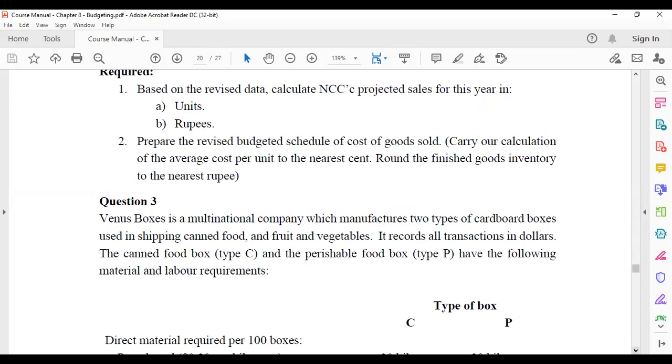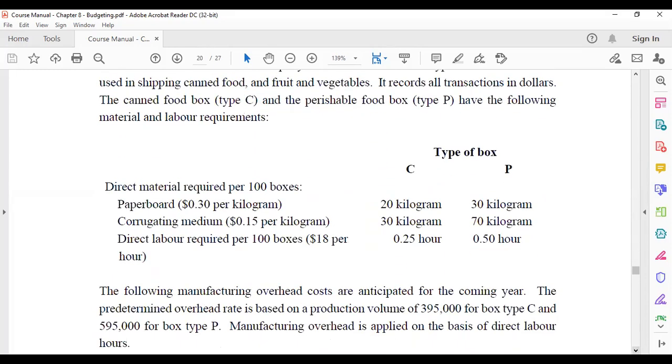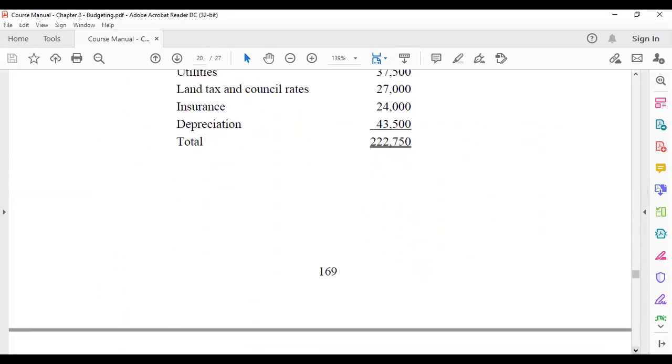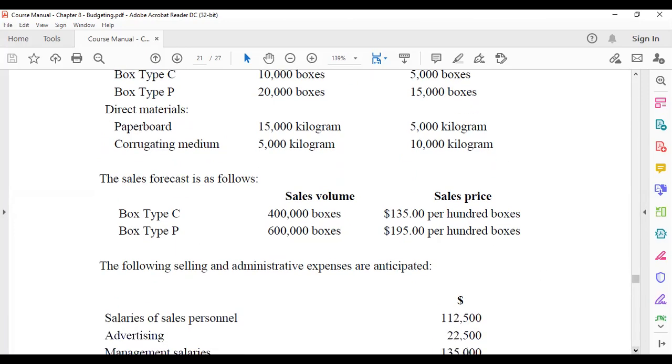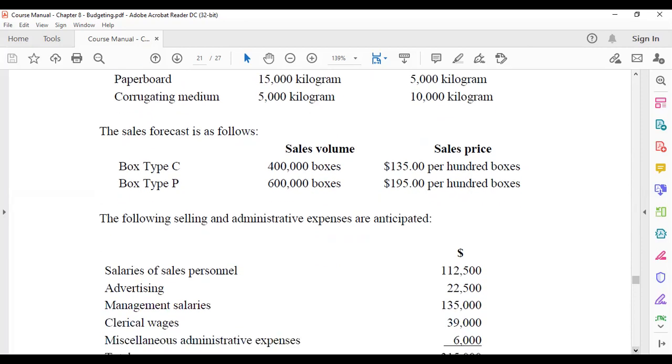So when you are given the cost about the material and also the direct labor, it was provided. Here, most importantly, when it comes to the sales, you are selling them in 100 boxes. For 100 boxes, it is 135. So you need to simply divide this by 100, then identify the boxes in 100 units. It's a kind of package. Then it must be multiplied by $135. Same is applicable for the box type P as well.